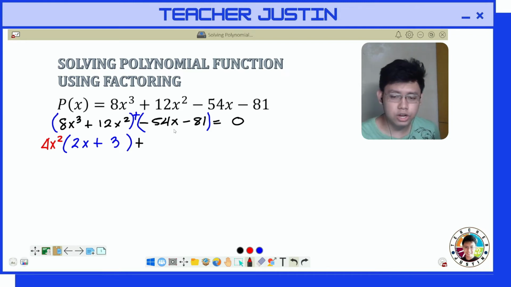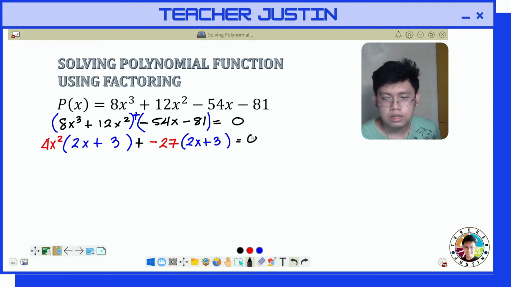Since they are both negative, let's factor out the negative sign. And their common factor is 27. So we will factor out negative 27, and let's divide each term of our second group by negative 27, giving us 2x plus 3. Okay, now if we can observe, we have the same factor, 2x plus 3.